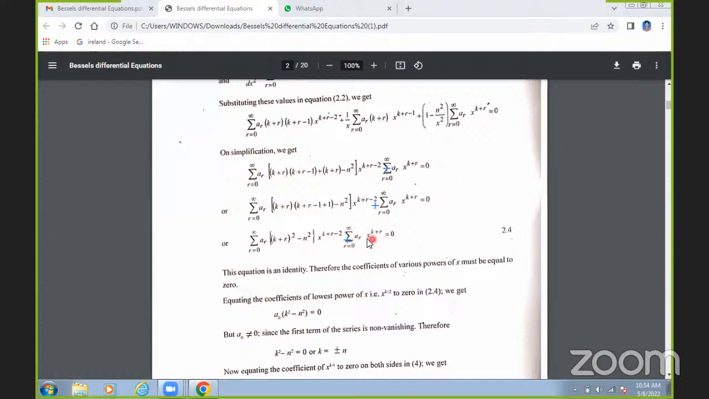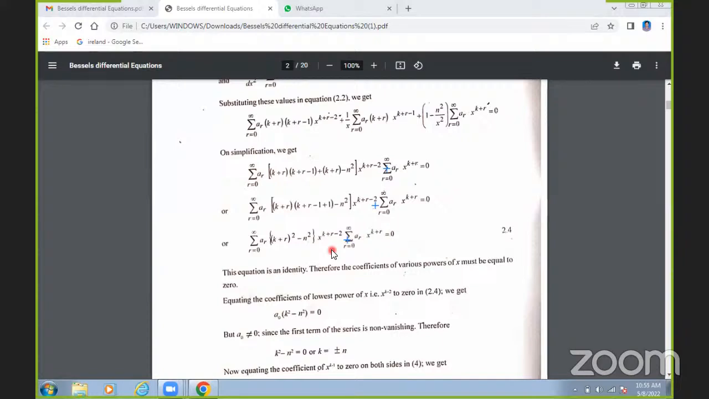If you have the material, make the correction so that there should be a plus sign. Therefore, it will be summation of r equals 0 to infinity a_r x to the power of k+r, equals 0. So this is the equation which we have. Now this equation, equation 2.4, we will call an identity.